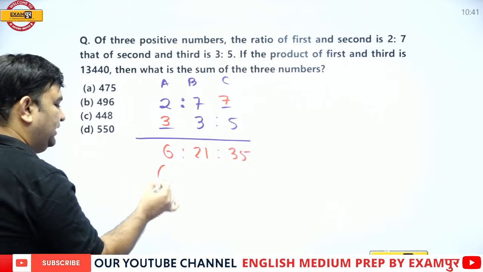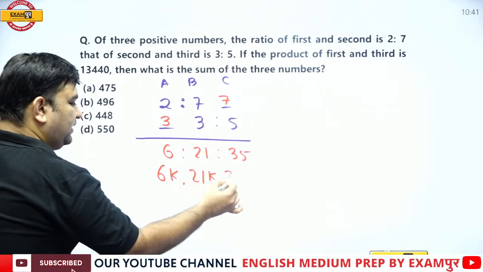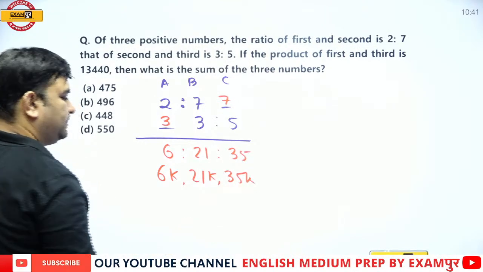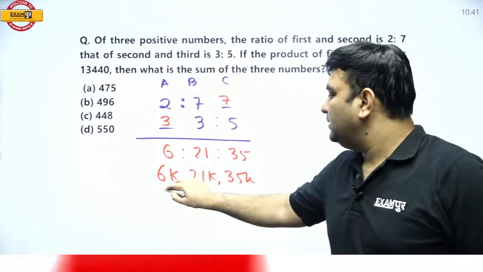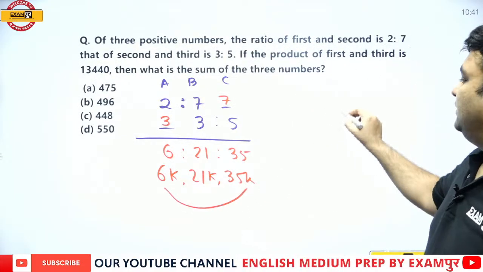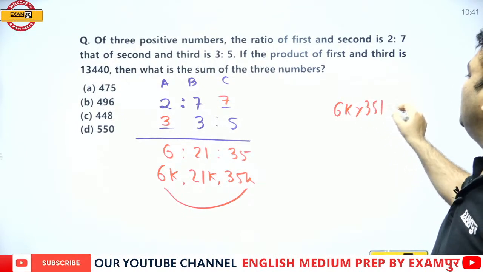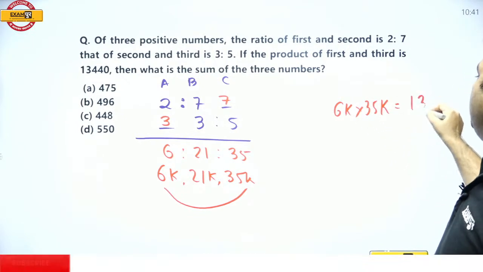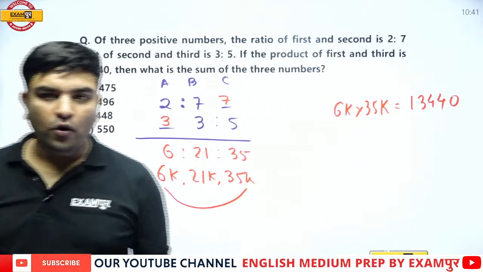In case of product, we need to assume the numbers as 6K, 21K and 35K. So the product of the first and third, 6K into 35K, is equal to 13440.